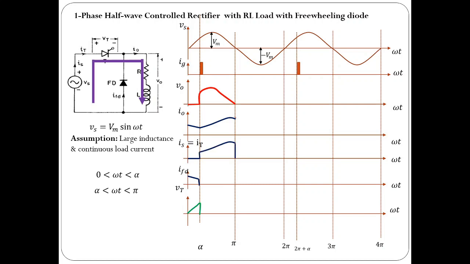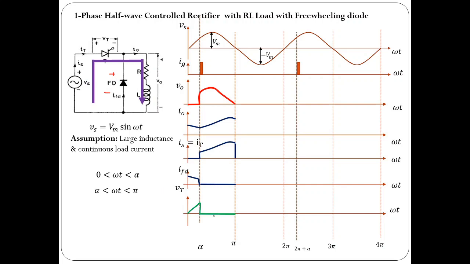Now, during this period, the source current is the same as the load current. So this load current will be the same as the source current, which is the same as the thyristor current. And the freewheeling diode is not conducting, because it is reverse biased. You can see that while this thyristor is conducting, the voltage across the freewheeling diode with this polarity is positive. So this diode is reverse biased, it won't conduct, so current through it is going to be 0.